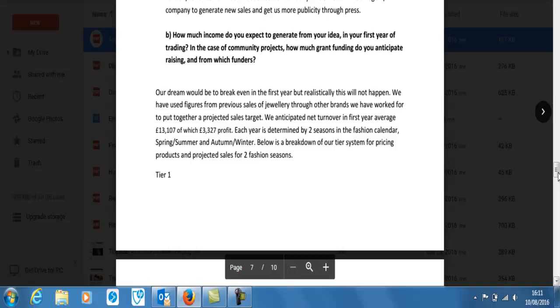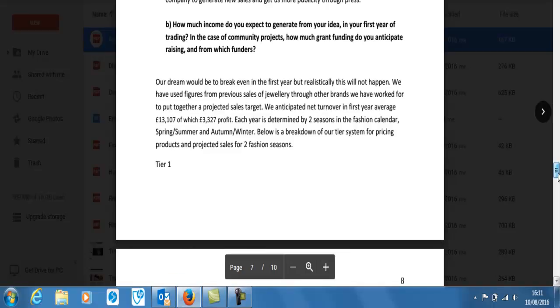So here we want to see figures. We want to see in your first year, how much turnover do you think you make and how much profit, just like Dragon's Den. So here that's exactly what they've listed. They said in the first year they would aim to make 13,107, of which this much is profit. So that's what we want to see.